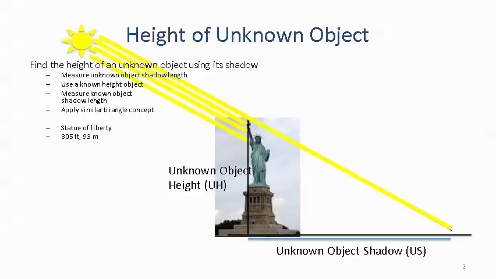Let us apply the concepts of similar triangles in finding the height of an unknown object. Here we have the Statue of Liberty, and we would like to find its height using the shadow that is generated when the sun rays hit the statue. So our task is to figure out this height.